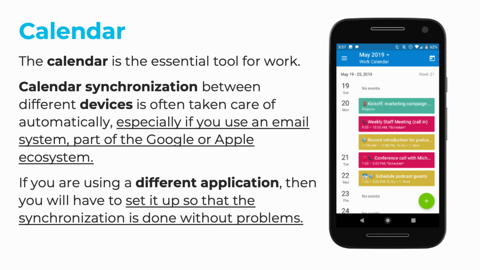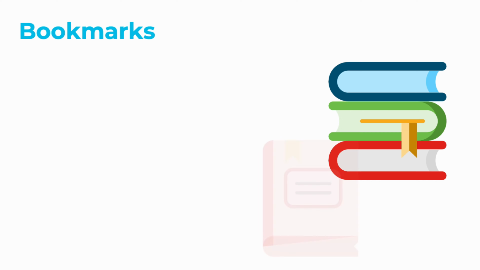Calendar synchronization between different devices is often taken care of automatically, especially if you use an email system that is part of the Google or Apple ecosystem. If you are using a different application, then you will have to set it up so that the synchronization is done without problems.